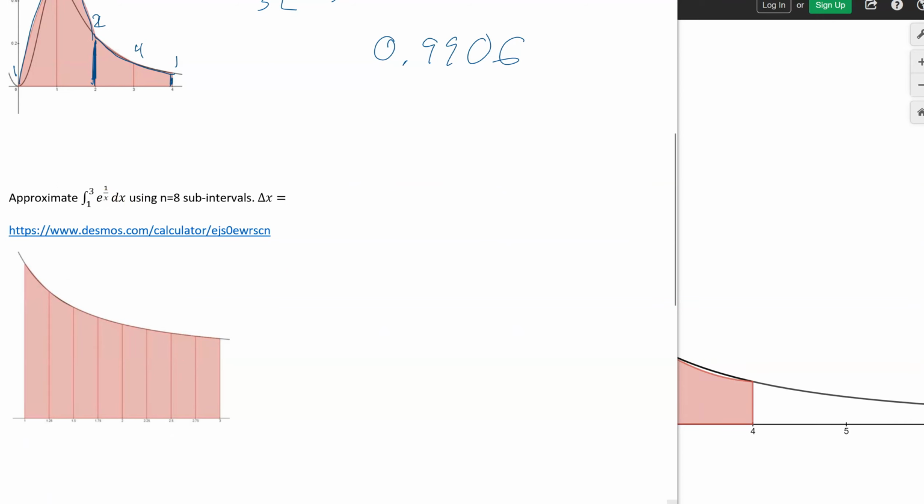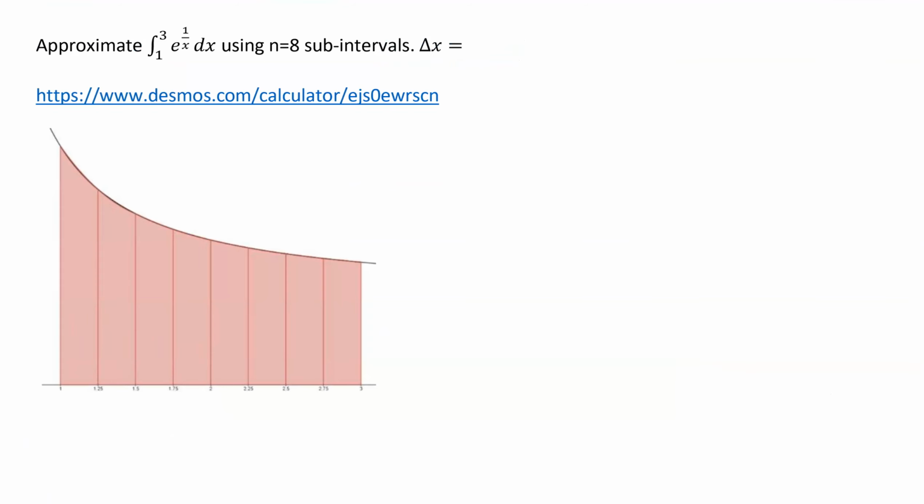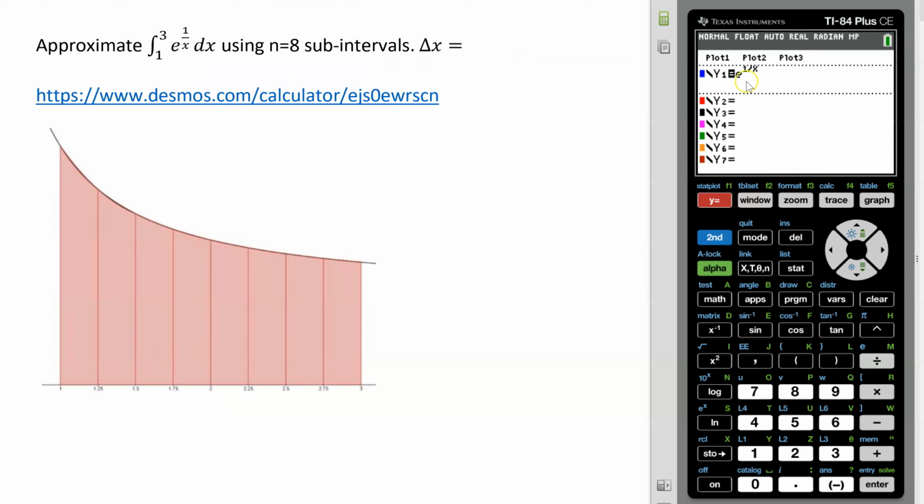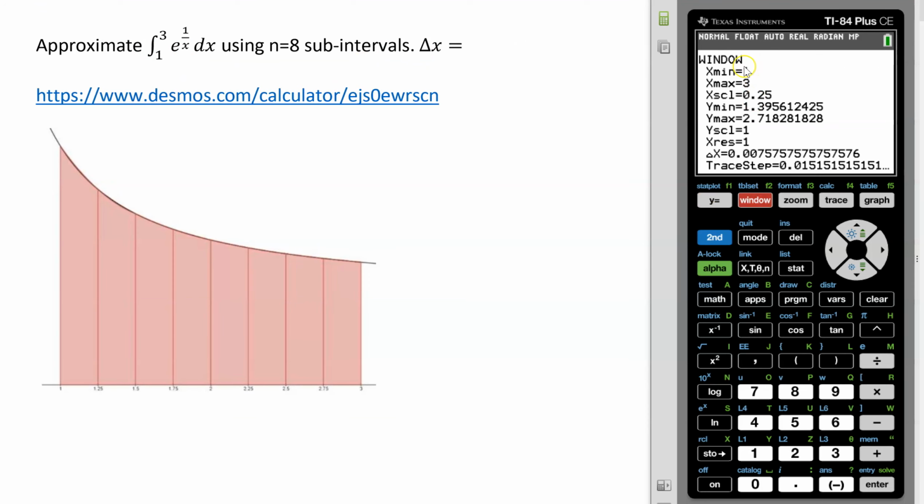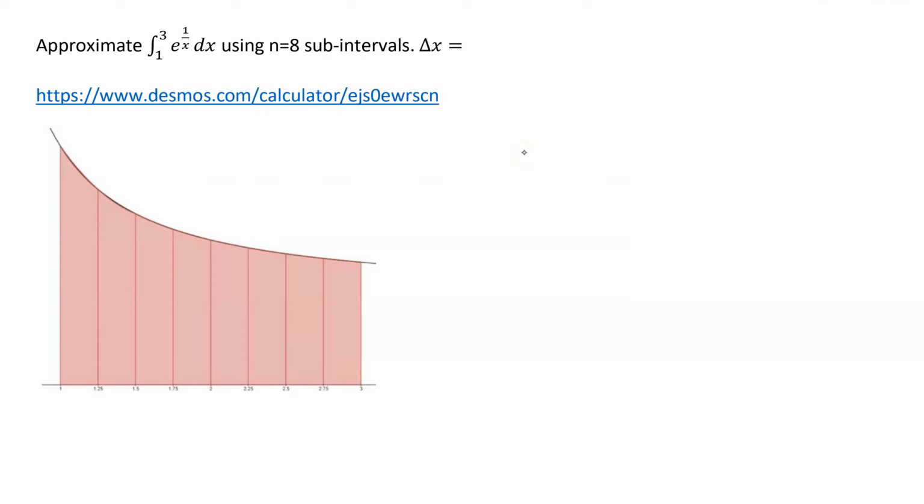Okay, so now we go e to the x, the same thing in the calculator. So our f of x is e to the 1 over x. Our window is from 1 to 3, and our delta x is 0.25. We've already done this one, so it was interval of 2 into 8 parts is 0.25. So you can see that down here, it's already been cut into our 0.25.